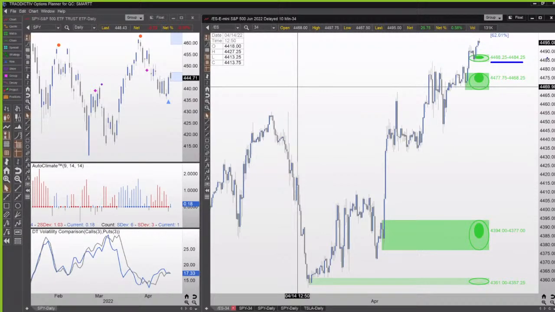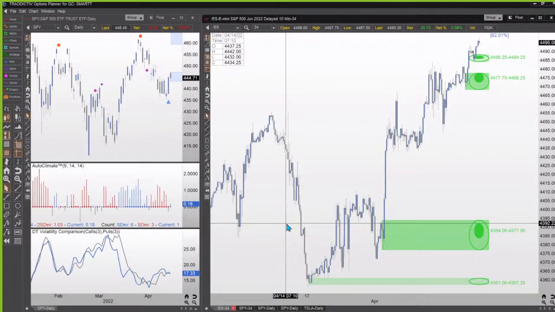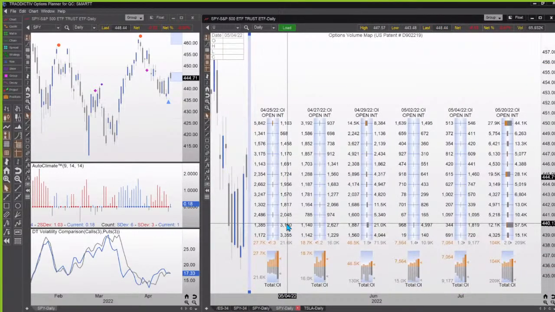This is futures, it trades in thousands. The SPY trades in hundreds. But basically, that number, if you run it, is 445, isn't it? So we got unfilled orders to buy at 445, and we got a very, very high options open interest located at 445.